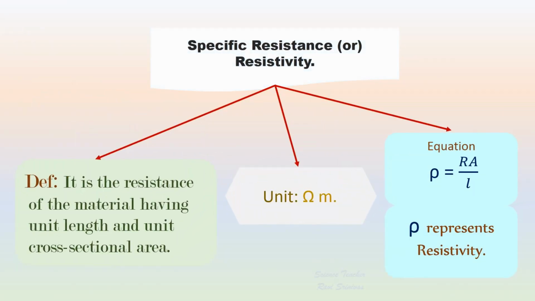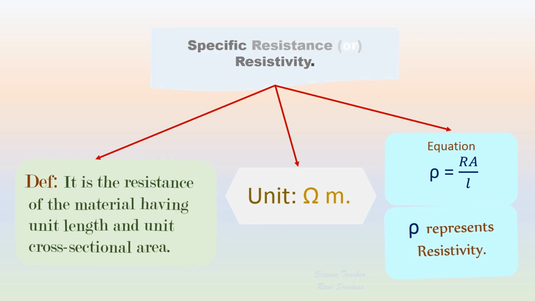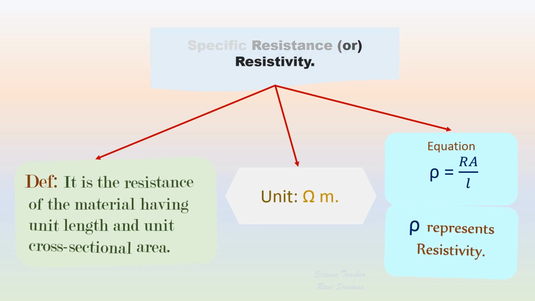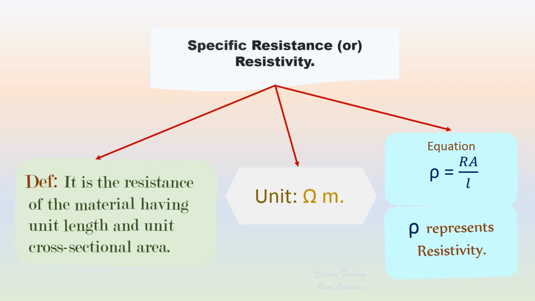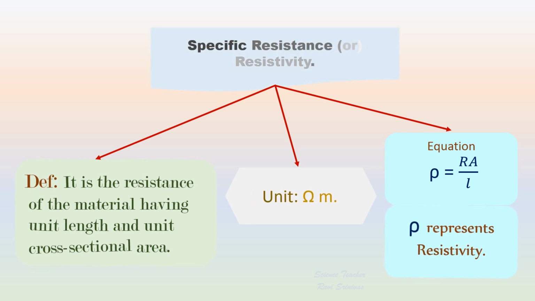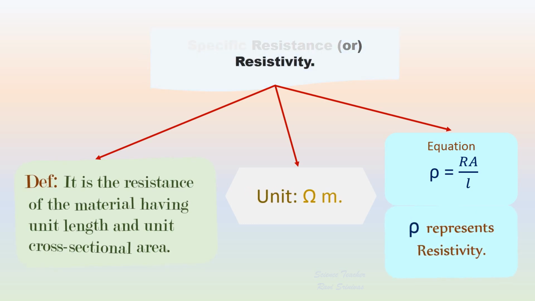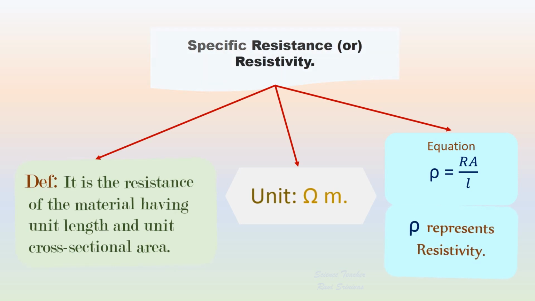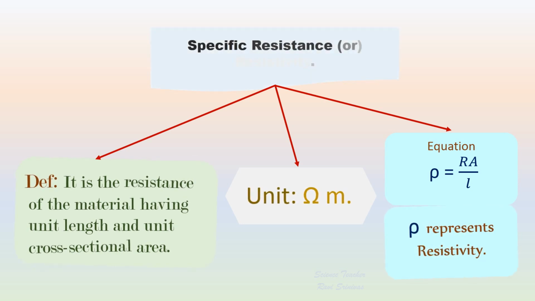A fair comparison of different materials to conduct electricity is possible by measuring their values of resistivity. The resistivity of a material is numerically equal to the resistance of a conductor of unit length and unit cross-sectional area at certain temperature. The unit of resistivity is ohm meter.